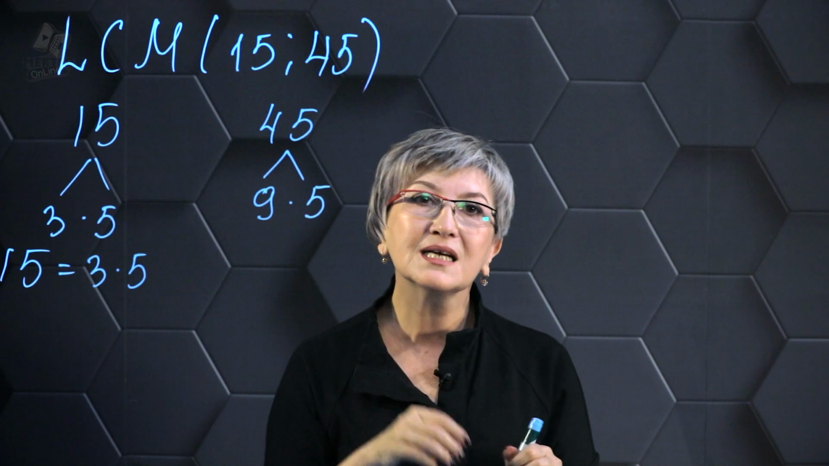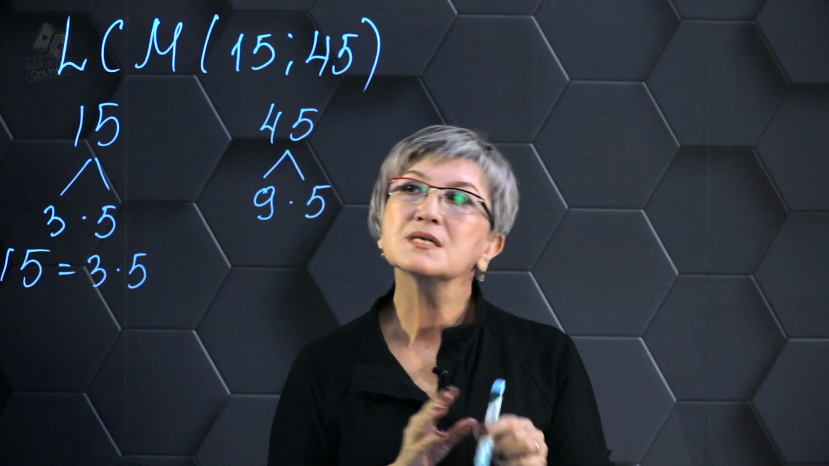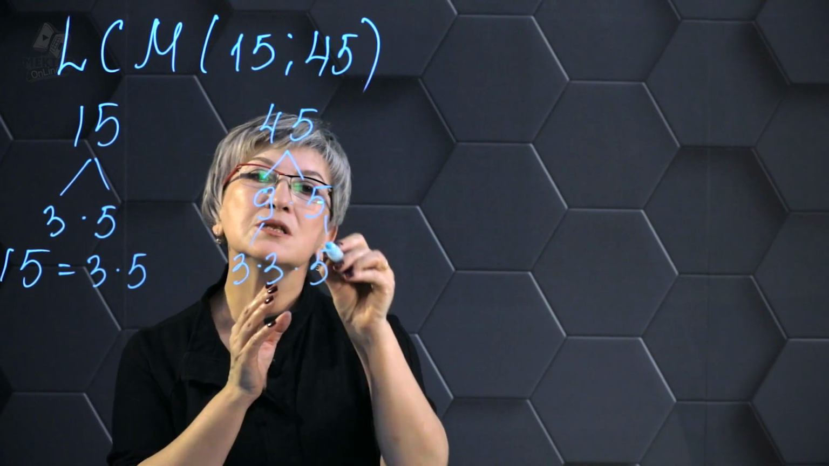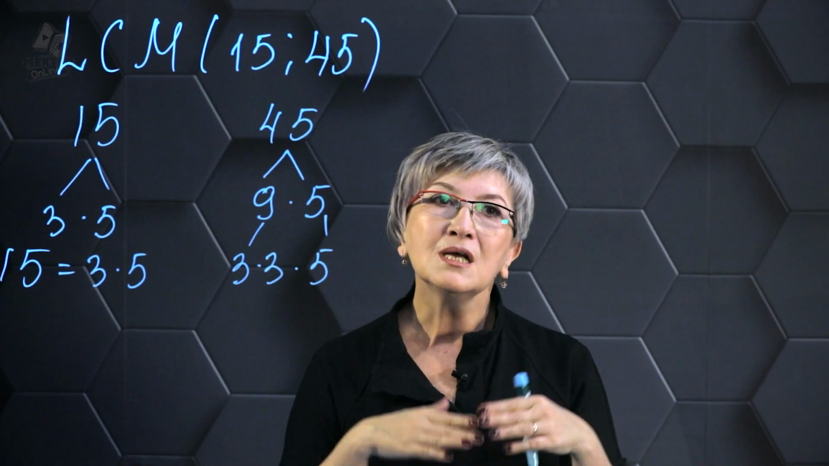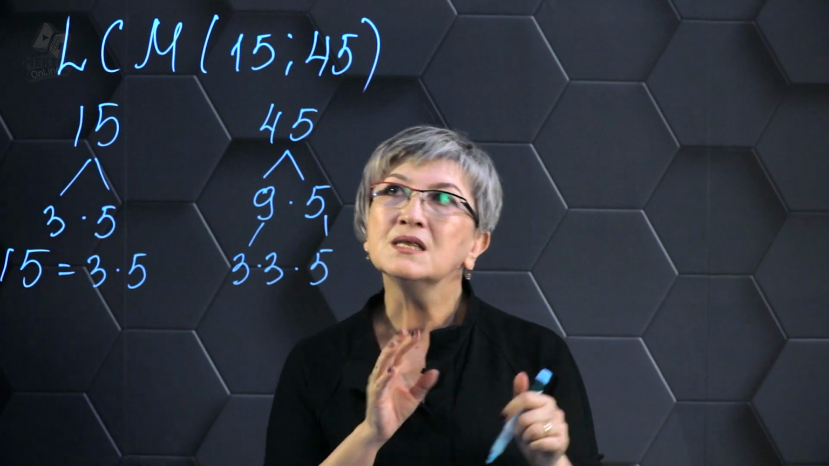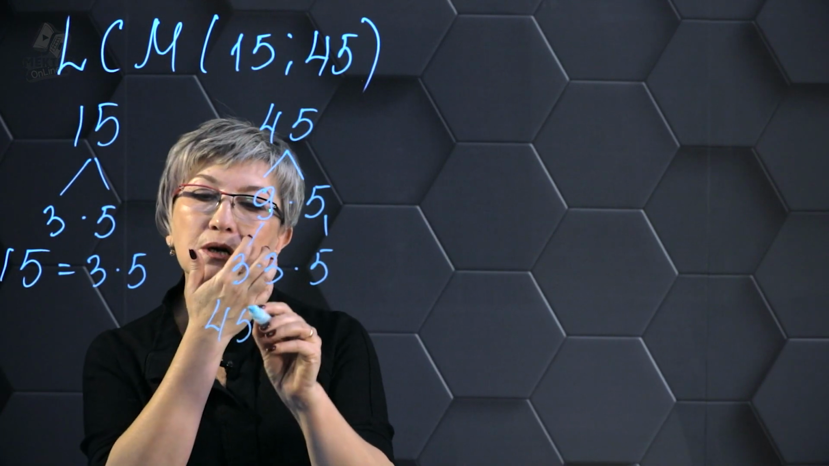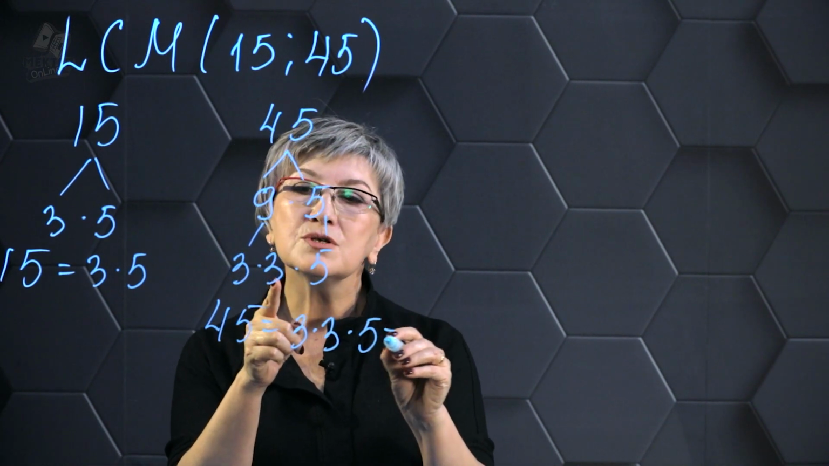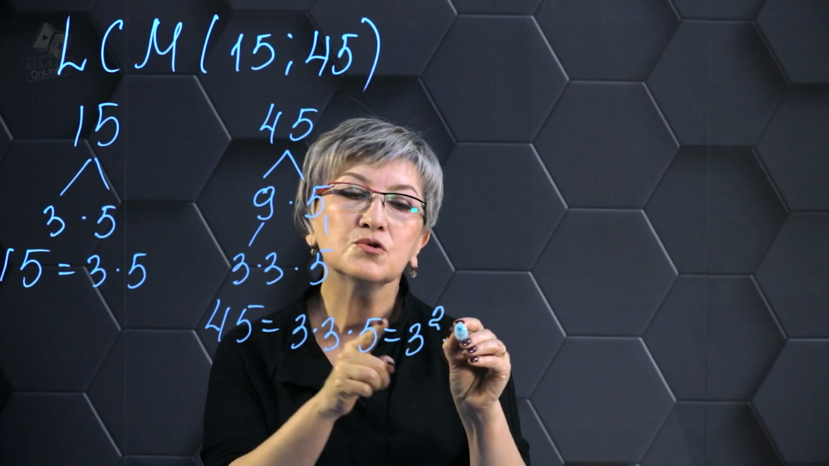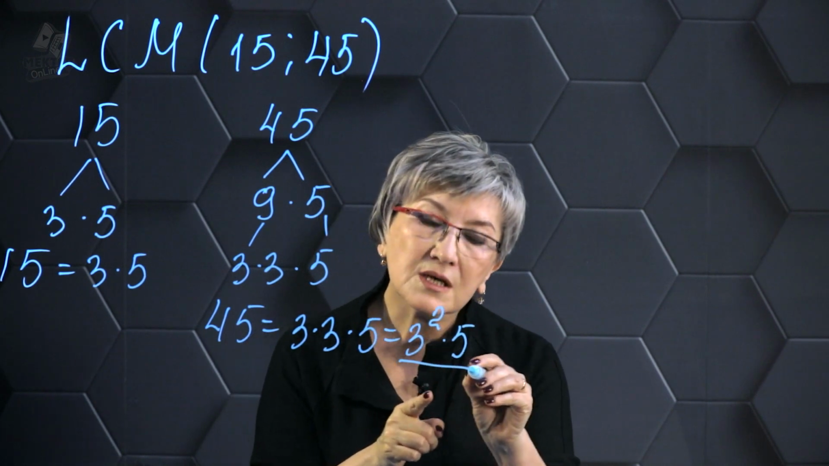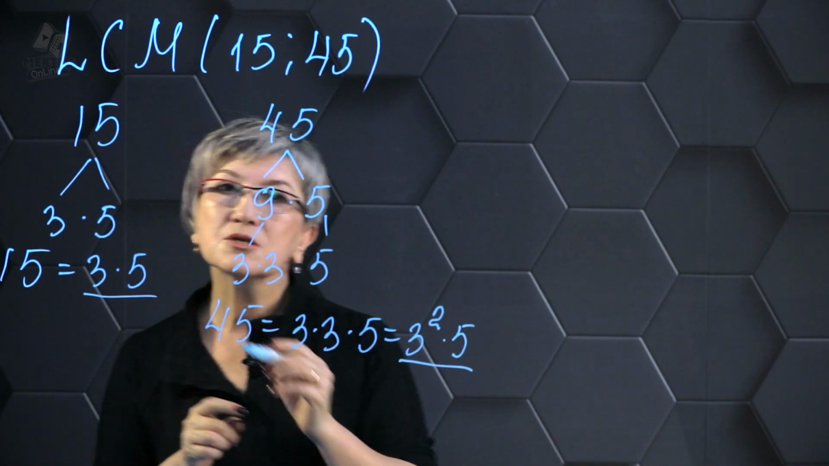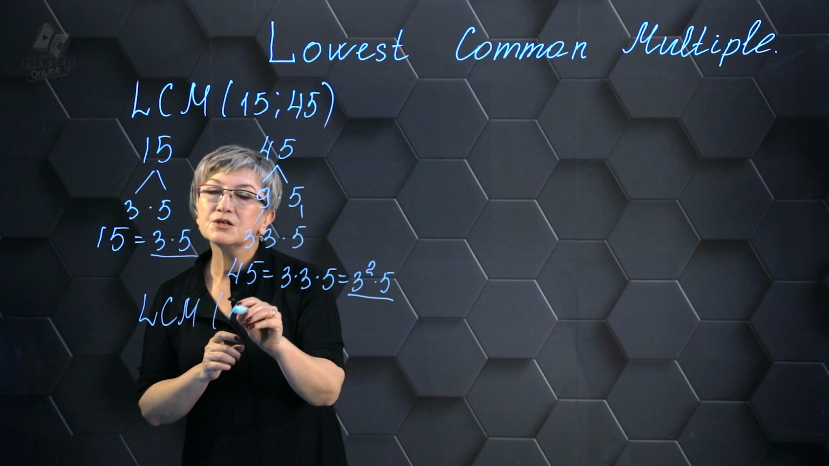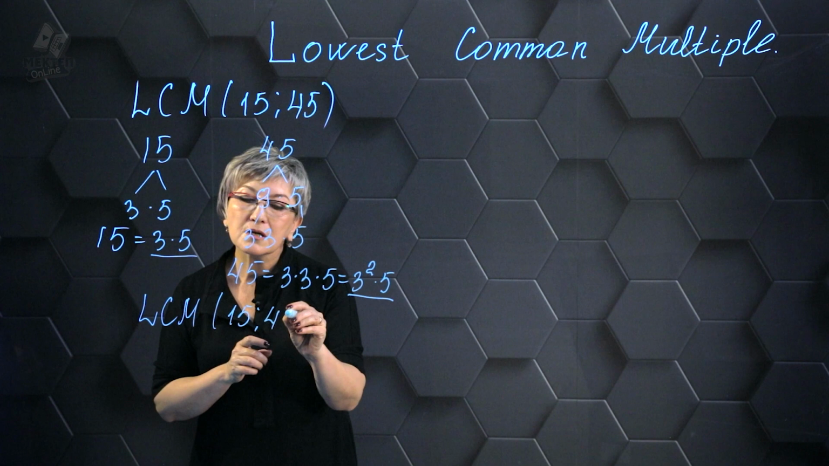But in this case, the 9 is again factored into prime factors. That is, 9 is 3 times 3, and times 5 again. Because 5 doesn't factor further, as a result I get that 45 is 3 times 3 times 5. That is, it is 3 squared times 5. So here I have the factorization and here I have the factorization. Now I'm calculating the least common multiple for the numbers 15 and 45.